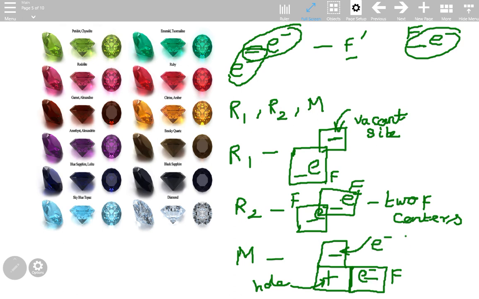So F center is where an electron occupies the negative site, and in this M center a hole has yet to come and an electron has yet to come. So these are the two vacant sites with opposite charges which get attracted towards the F center. So there are three combinations here.